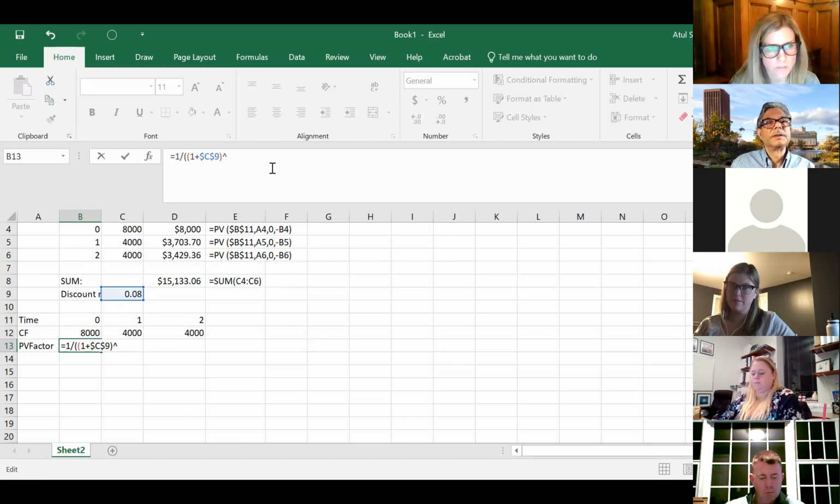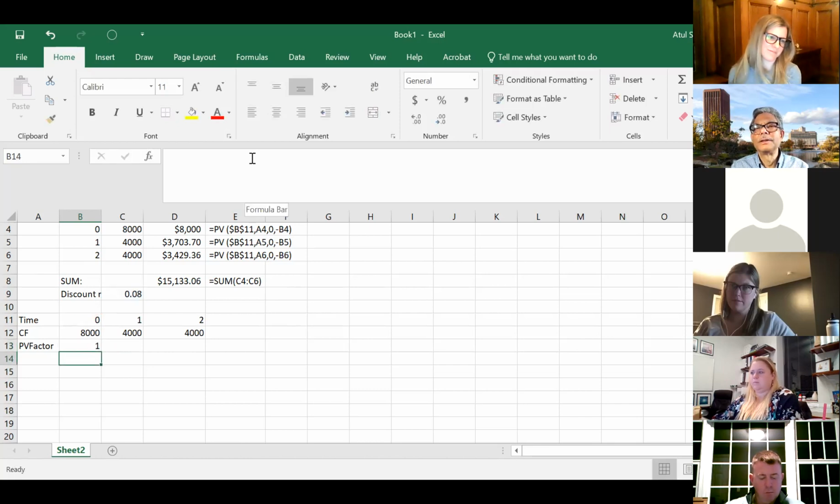Power is this, and T, time period, this cell here. And I close this. Notice what it will become? Anything to the power 0 becomes 1. So 1 divided by 1 is 1. So it simply means that today's dollar, $1 received today, means $1 in present value is $1.